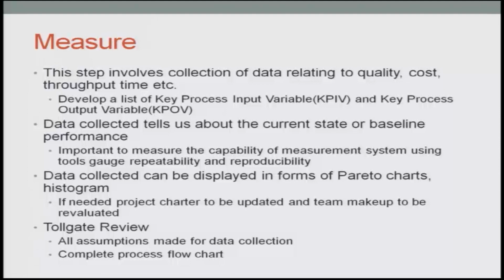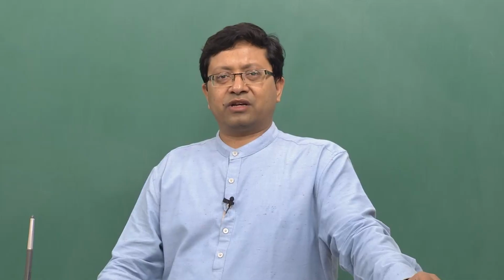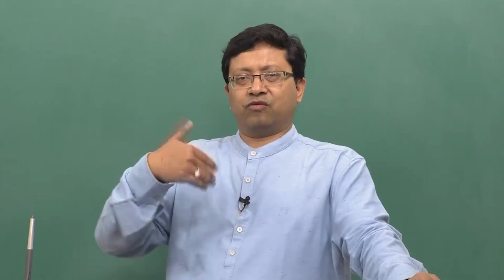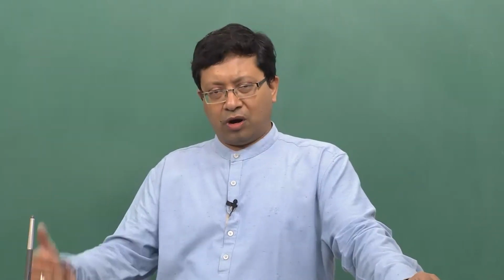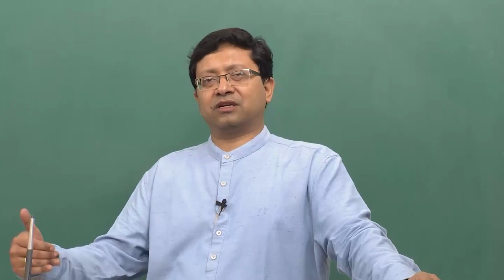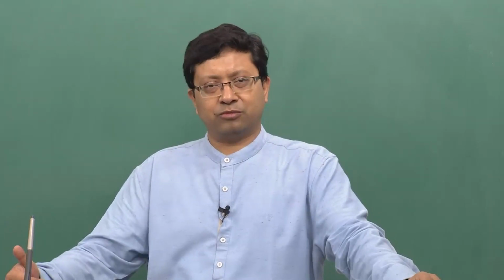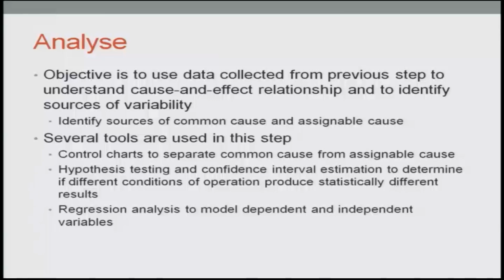The tollgate review happens such that all assumptions made for the data collection are analyzed and understood, and we complete the flow chart such that the flow chart, along with the diagrams, gives a good understanding of how the overall process is implemented from the vendor side to our side, from our side to the distributors, and finally from the distributors to the customers.